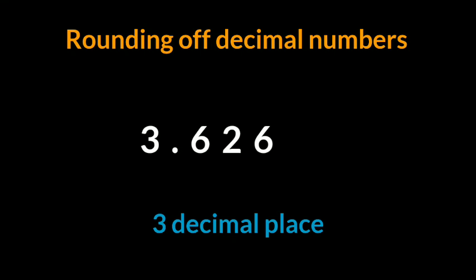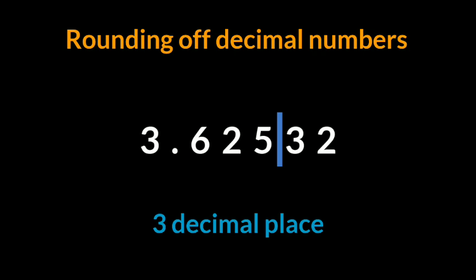The third rule states that you leave the 3rd digit if the 4th digit is less than 5. Let's say, for example, we have 3.62532, and we're asked to approximate to 3 decimal places. We're going to count 3 numbers after the decimal point. Don't forget, it's always after the decimal point. We're going to draw our line.